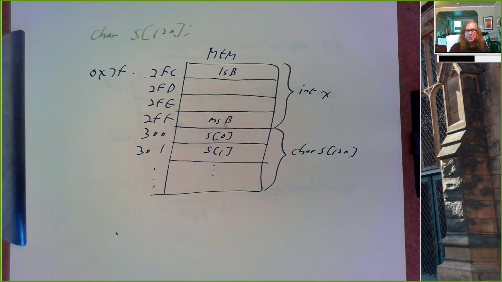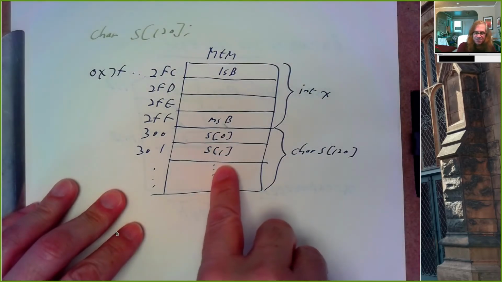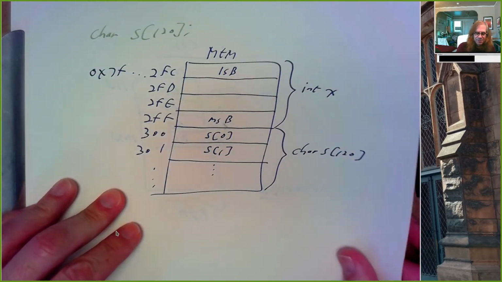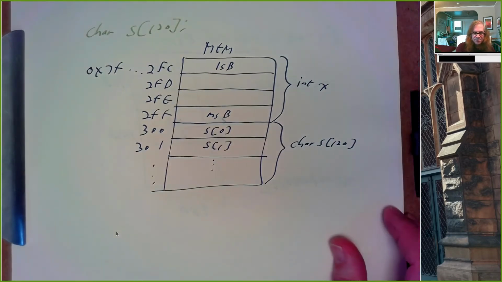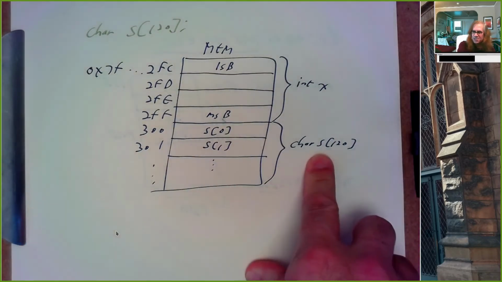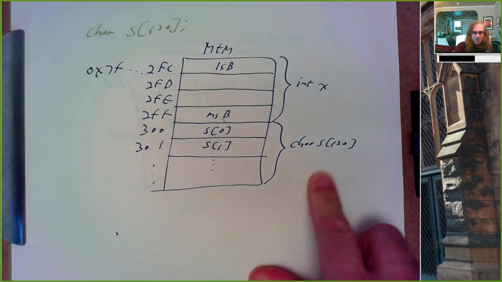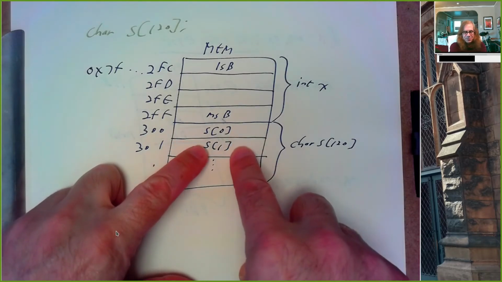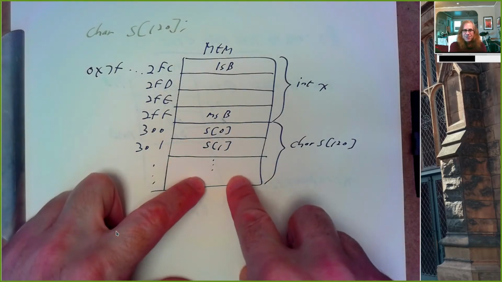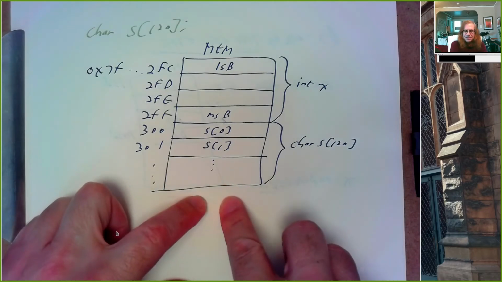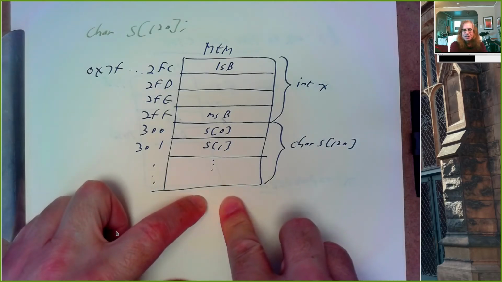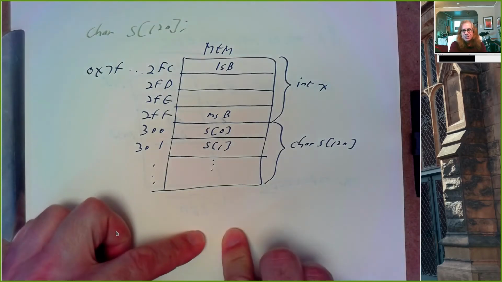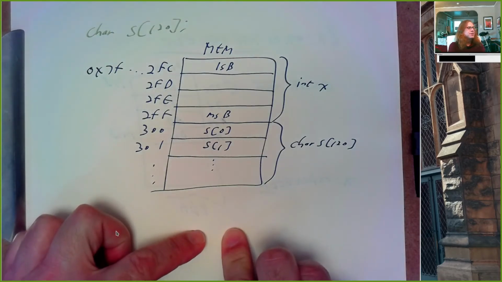Now this can get as complex as you want. You can keep digging into this. If this is an array of characters, each character is a single byte. But if this was an array of integers, then S bracket 0 would take 4 bytes, which means this first location would be the least significant byte of S bracket 0. This would be the next byte, and then the most significant byte of S bracket 0. And then the 5th location would be the least significant byte of S bracket 1. And the 8th location would be the most significant byte of S bracket 1, and so on and so forth.